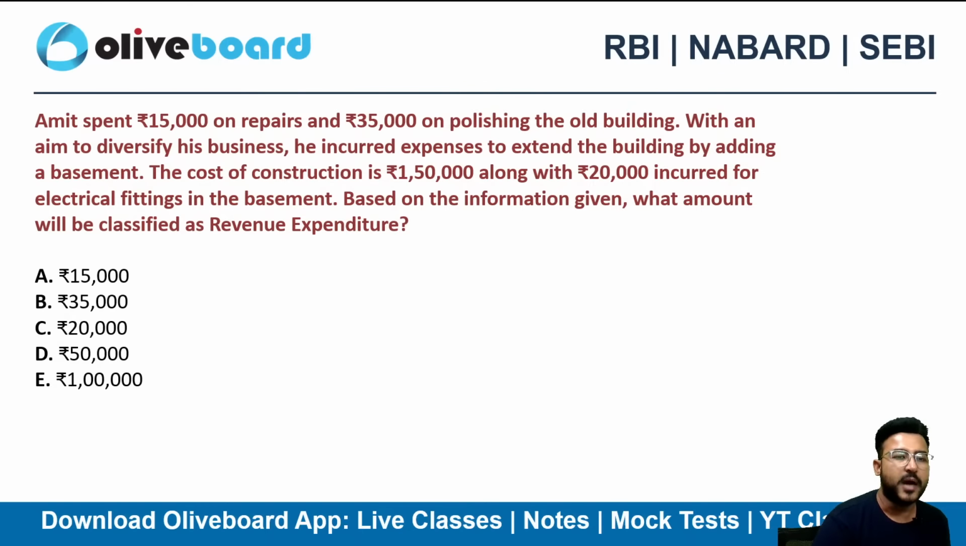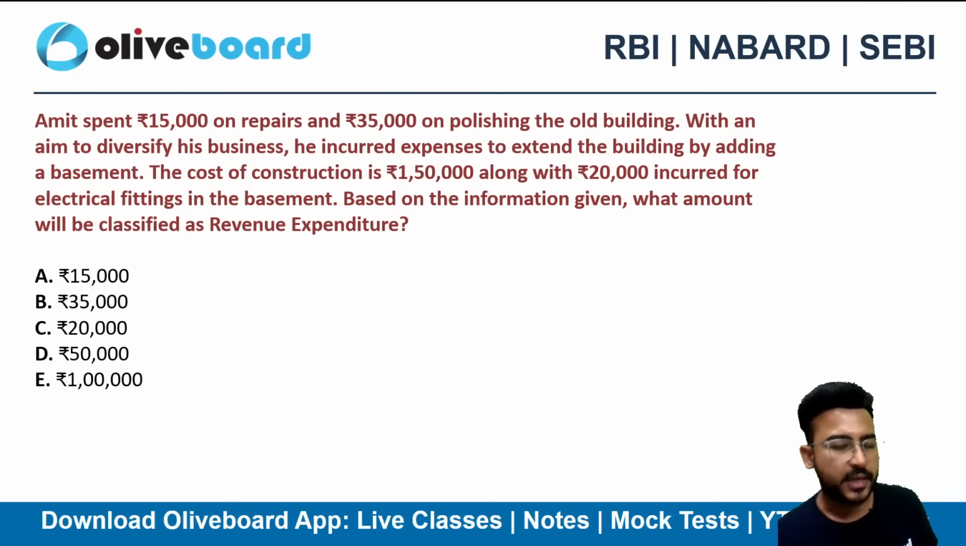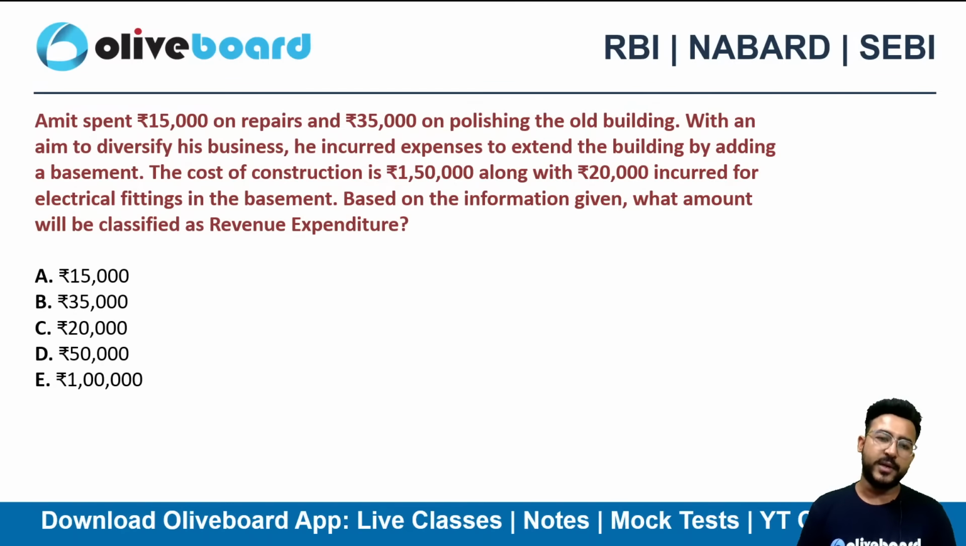Next one. Amit spent 15,000 on repairs, 35,000 on polishing of an old building with the aim to diversify his business. He incurred expenses to extend the building by adding a basement. The cost of construction is 1,50,000 along with 20,000 for the electrical fittings in the basement. How much will be the revenue expenditure? Read this question carefully and answer the same.